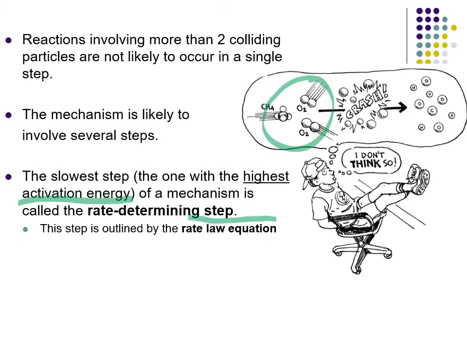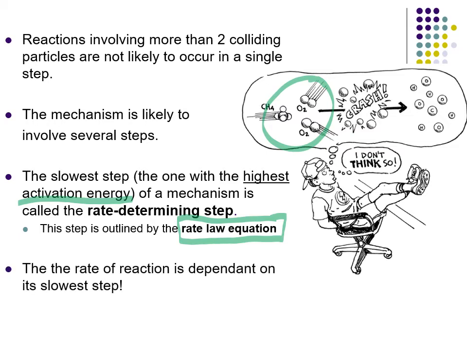And this is where we bring in our rate law equation that we were working on earlier. That rate law equation, those orders, those exponents in the rate law equation, they actually tell us which of the elementary steps in a reaction, which one's the slowest. So the rate of reaction is dependent on that slowest step, and the rate law equation is going to tell us which of those elementary steps is the slowest.